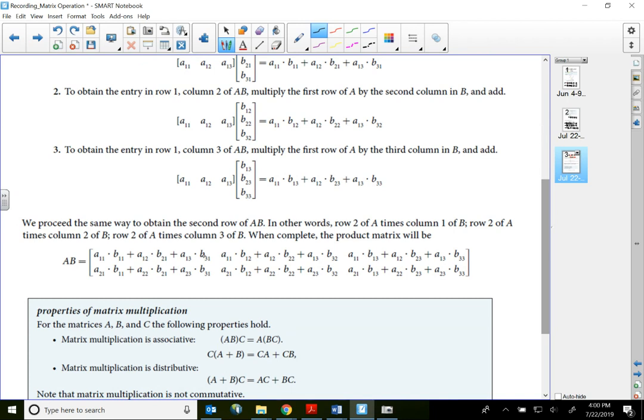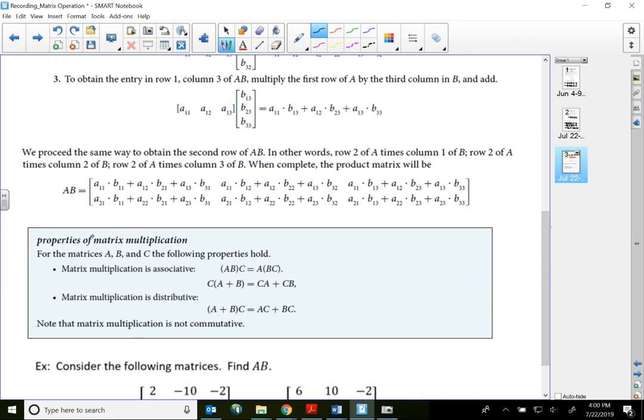So this is what it will look like once I write out all the formulas. Properties of matrix multiplication, real quick. Matrix multiplication is associative: I can multiply two matrices first and then times the third one, or the last two and then times the first one. Matrix multiplication is also distributive. No, matrix multiplication is not commutative. That means matrix A times matrix B is not going to be the same as matrix B times matrix A.